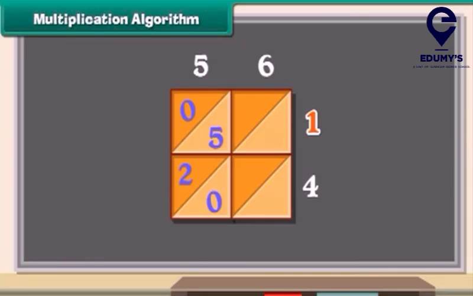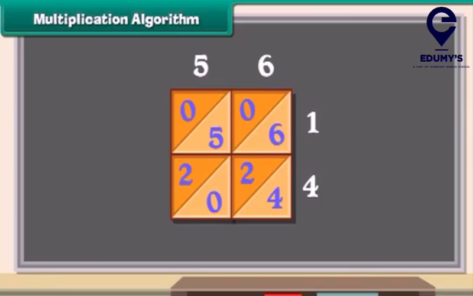Then multiply 1 and 6. Write 6 in the ones place and 0 in the tens place. Finally multiply 4 and 6. The result is 24. Write 2 in the tens place and 4 in the ones place. Now add the numbers in each diagonal column starting from the bottom.